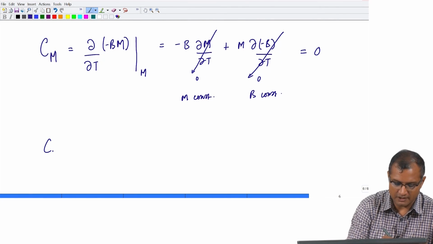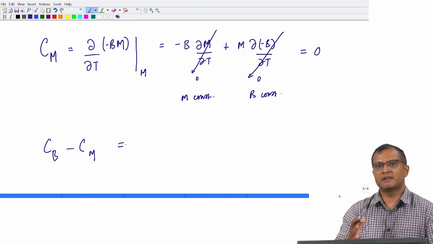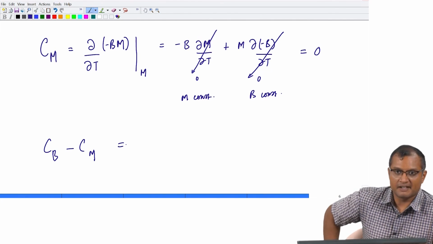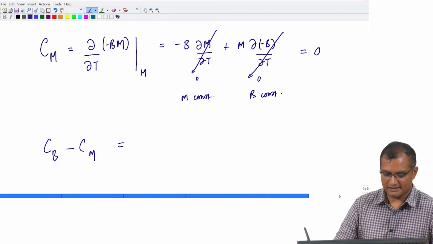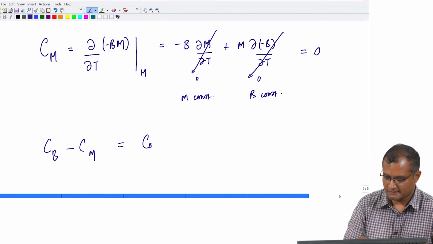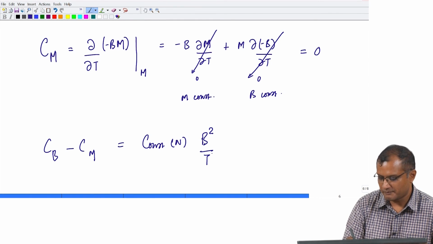I can now write down that heat capacity difference in the same vein as the Cp minus Cv of an ideal gas. We now have CB minus CM, which is nothing but CB, which is just some system size dependent constant into B square by T square.